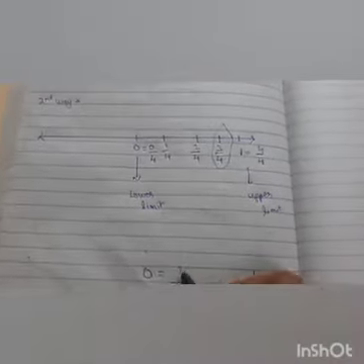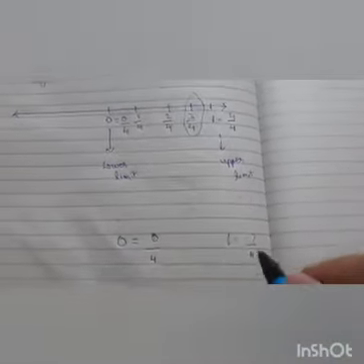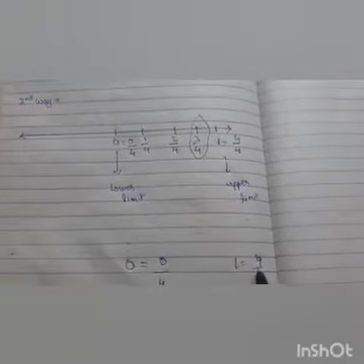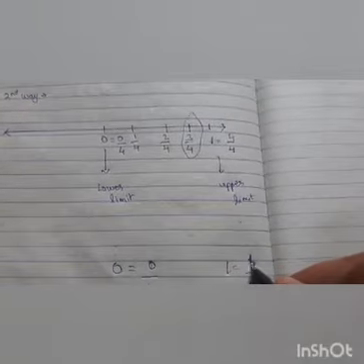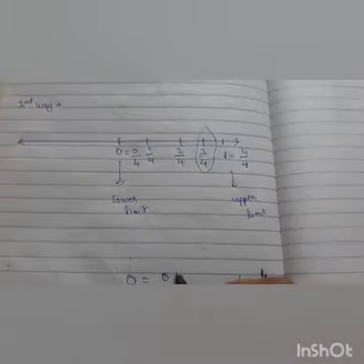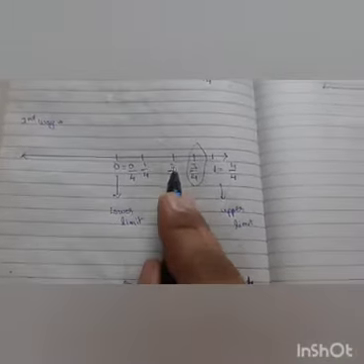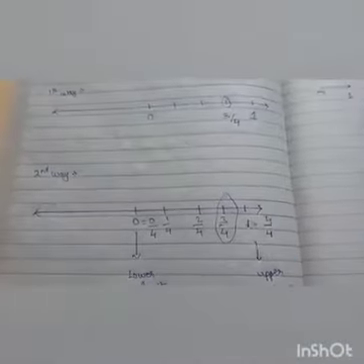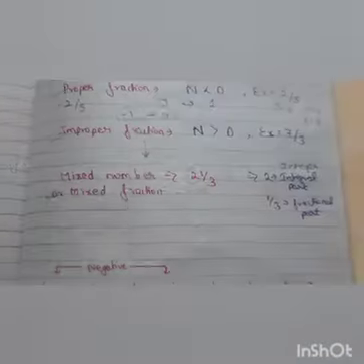So 4 into 0 will be what? 0. 4 into 1 will be what? 4. Now between 0 and 4, how many numbers will come? 1, 2 and 3, and this is only asked 3 by 4. Okay, so this is how you need to plot.